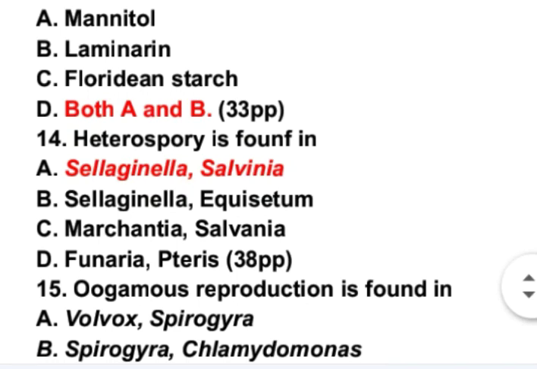Next question is, heterospory is found in. Options are Selaginella and Salvinia, Selaginella and Equisetum, Marchantia and Salvinia, Funaria and Pteris. Heterospory is found in Selaginella and Salvinia, therefore option A is correct.